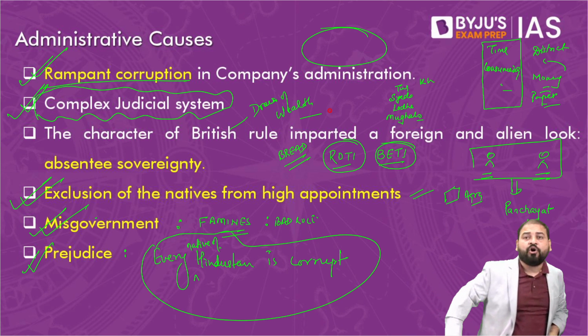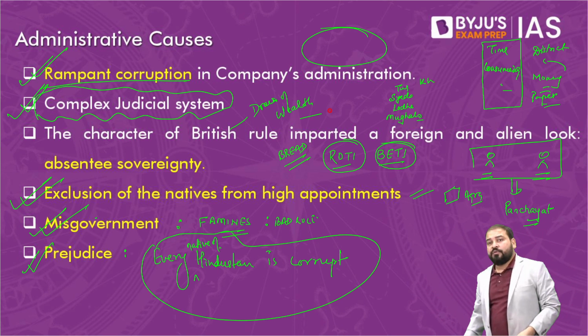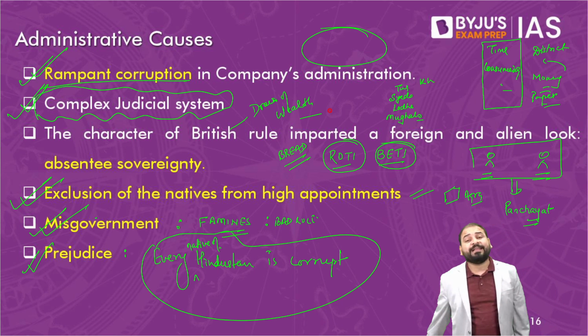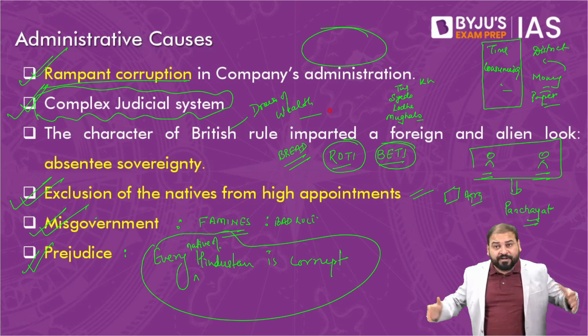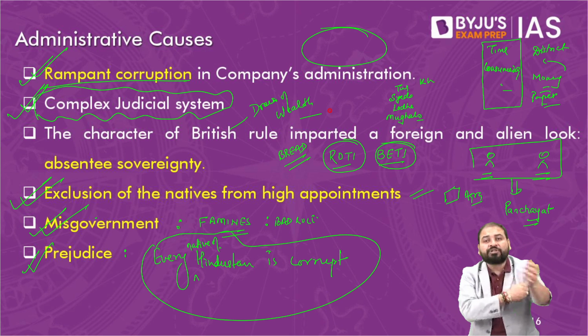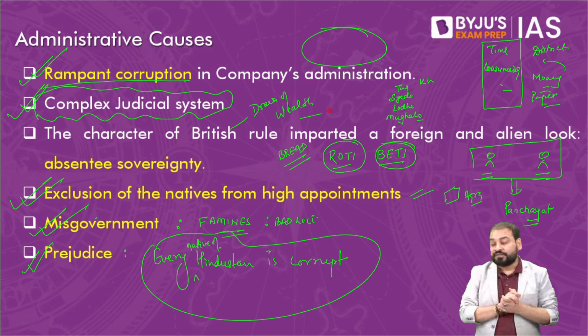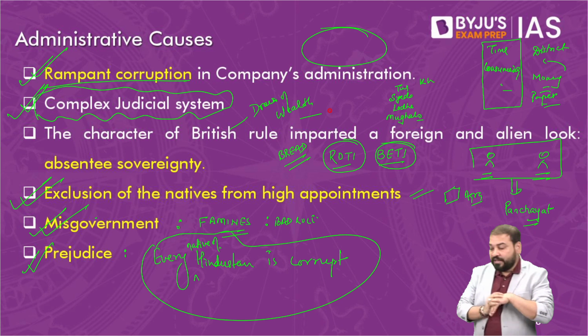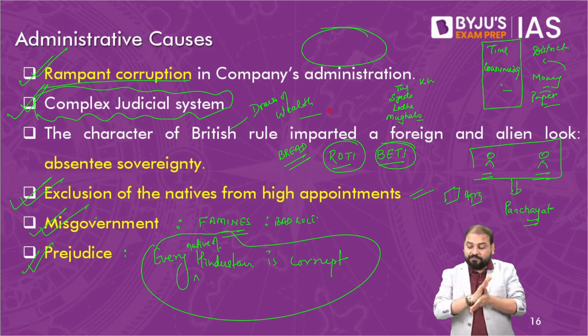That is why many historians say that British rule was always alien to us. They never tried to become a part of our system. They were always foreign to us. Everyone, am I clear with the administrative causes?